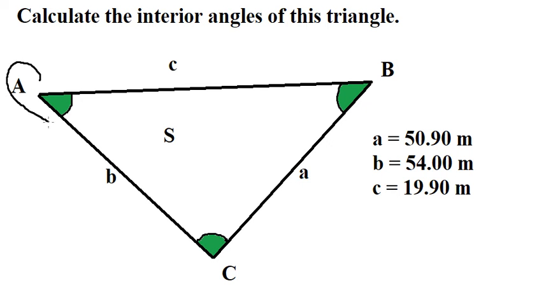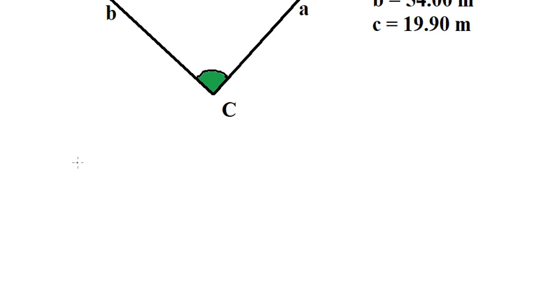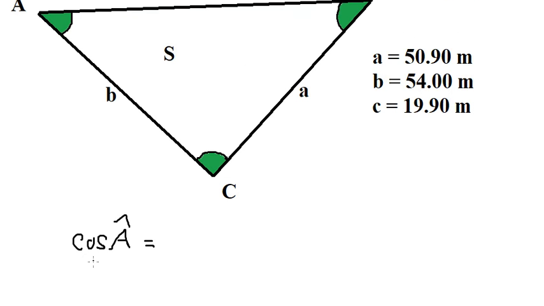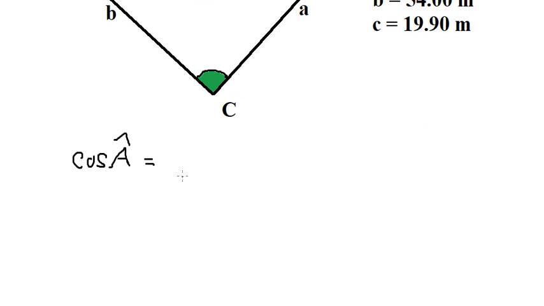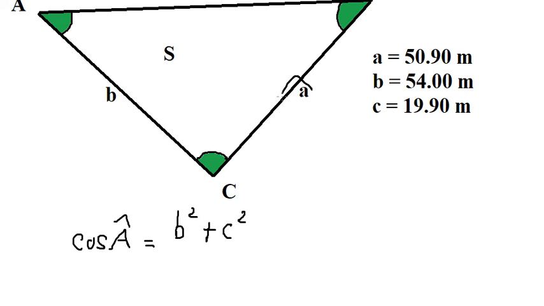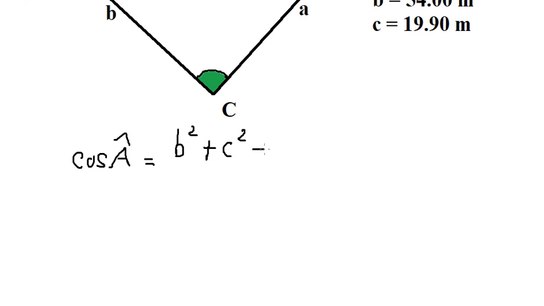If we want to find the angle A, we have the formula in here. So we use cosine A. We see that A is close to C and B. So we put B square plus C square. And A is far, or opposite, the angle A. So we have negative A square in here over 2BC.